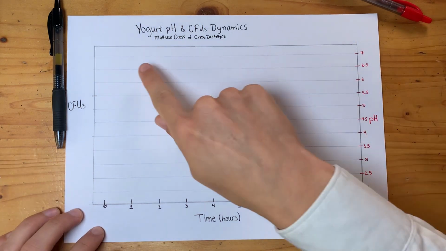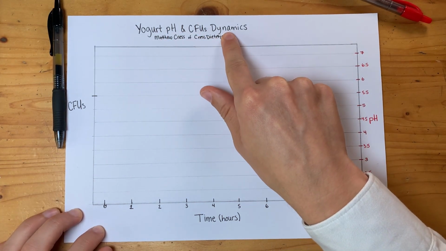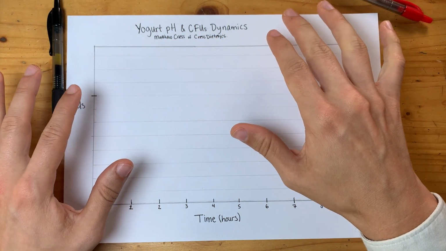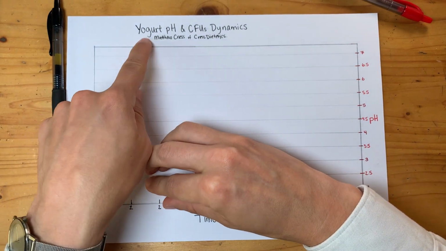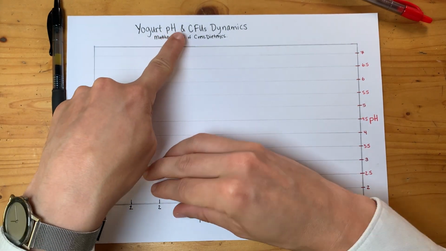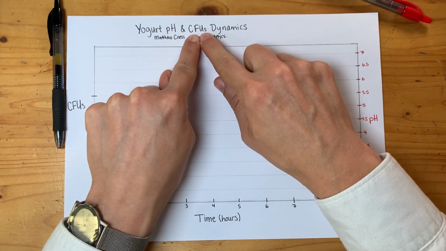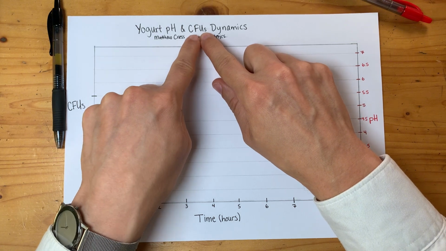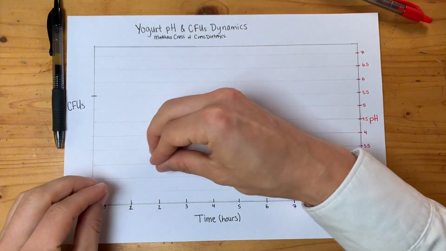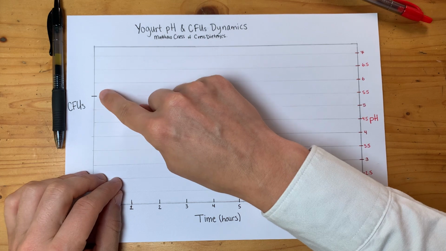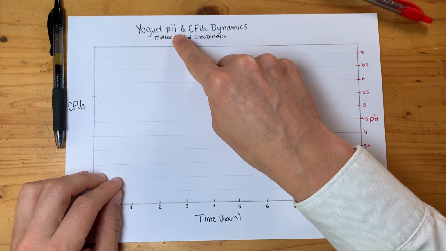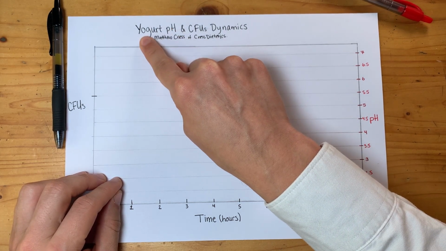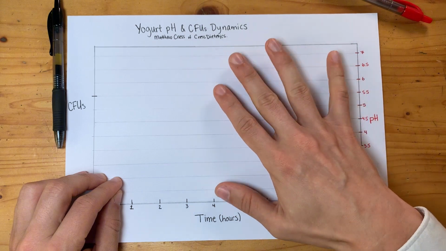Right, so let's talk about yogurt pH and CFU dynamics. What does this mean? When I have milk and I put yogurt in it, how do the bacteria, the CFUs, colony-forming units, how do the bacteria ferment, and how is it going to influence the pH of my milk, which then will transform into yogurt over time when I put it into my incubation chamber?